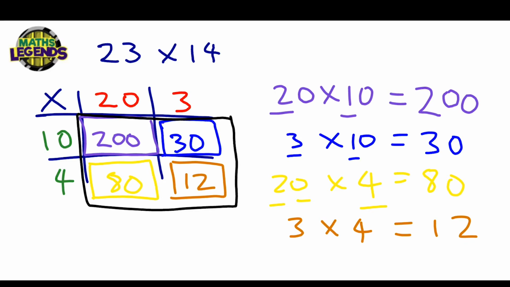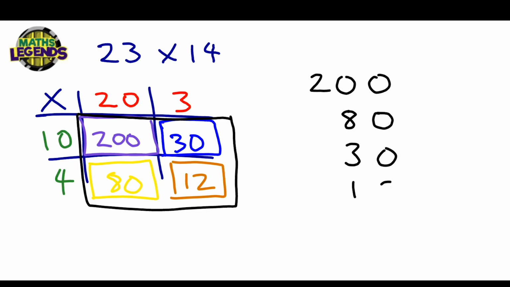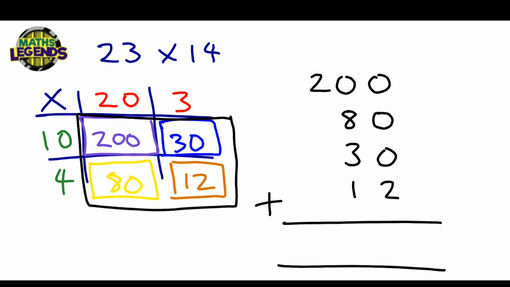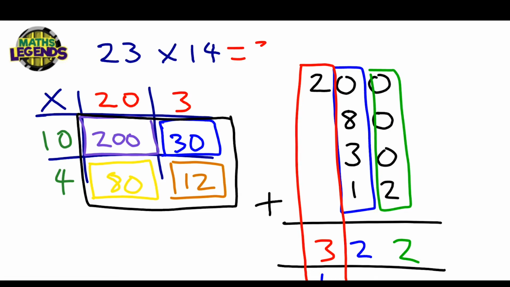Okay, so now we add these numbers together and we write them in a column. 200, 80, 30 and 12 plus symbol. Looking at the right hand side column, the sum is 2. Looking at the next column along is 8 plus 3 plus 1, which is 12. And we're going to look at the next column along again. 2 plus 1 is 3. So here the answer is 322.